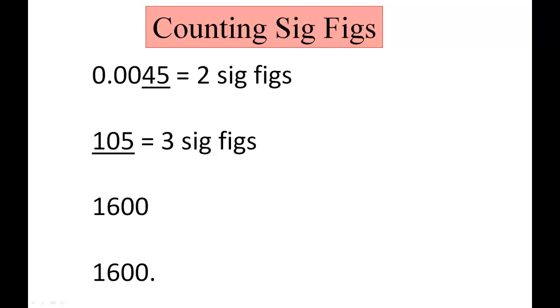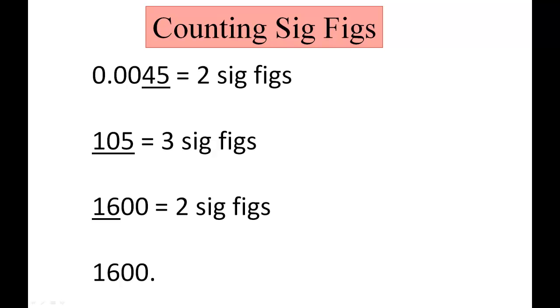The next number, 1600, has no decimal point, which means we would start on the Atlantic side because it is absent, and we're going to work our way left. Notice we get to 2 zeros before we get to the 6. So those 2 zeros are not significant, and the only 2 numbers that are significant are the 1 and the 6. Hence giving this number 2 sig figs.